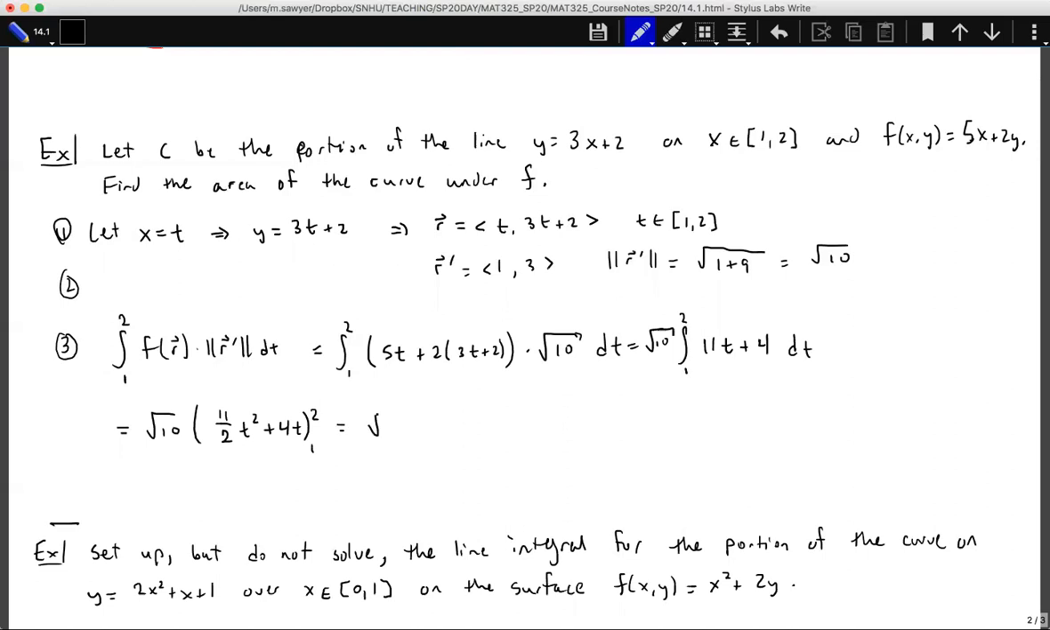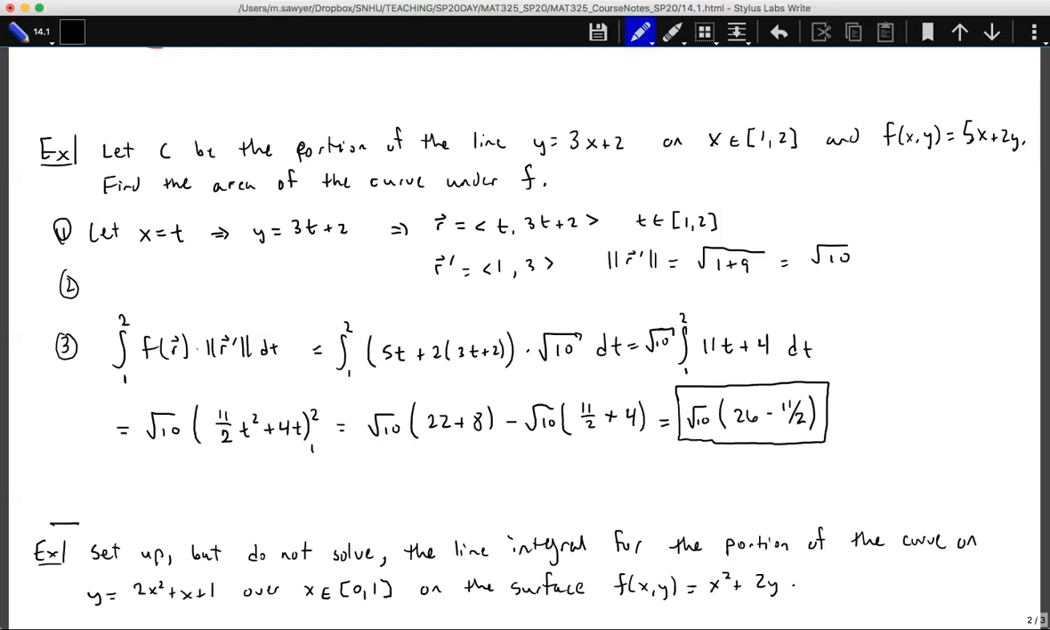to 2. This is square root of 10 times 22 plus 8 minus square root of 10 times 11 halves plus 4. So we can simplify this and we get square root of 10 times, the 8 minus 4 plus 22 gives us 26 minus 11 halves. And so this would be the area underneath the surface along that curve. So if we think about dropping a curtain along that curve, that's our area.